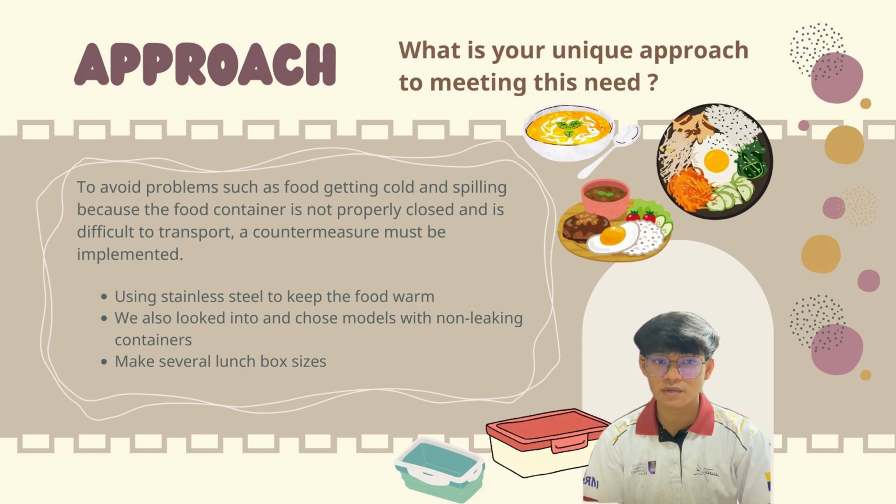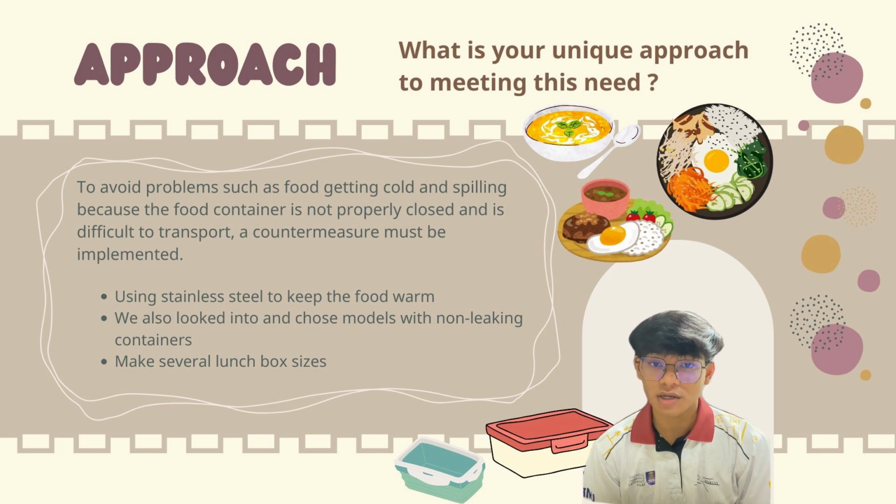A countermeasure must be implemented. Alright, in the first one, we will be using stainless steel to keep the food warm because stainless steel is better than the other compartments. The next one is we also look into choosing a model with a non-leaking container. As we know, students nowadays care a lot about leaking. So we want to innovate a new compartment of the lunchbox that does not leak.